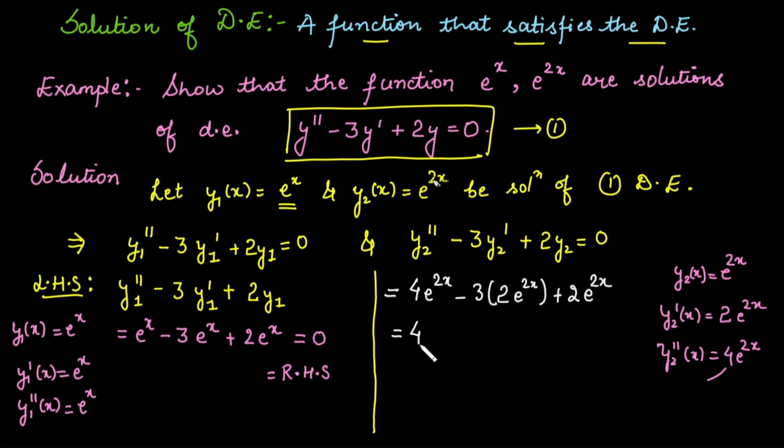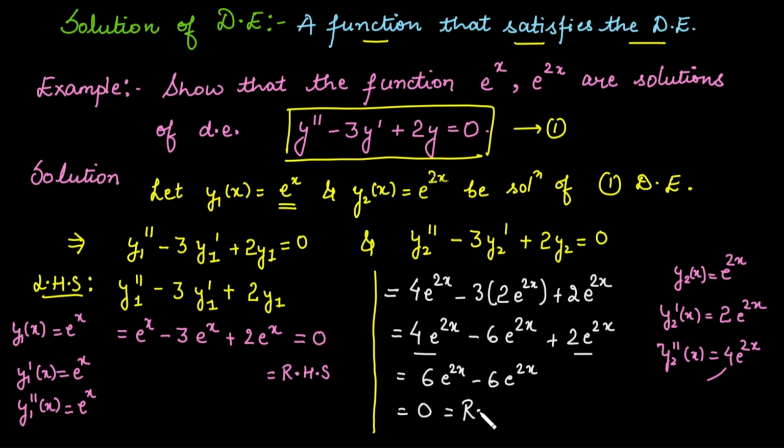Simplify this. This is 4 e raised to power 2x minus 6 e raised to power 2x plus 2 times e raised to power 2x. So 4 plus 2 is 6 e raised to power 2x minus 6 e raised to power 2x, so that is equal to 0. That is equal to the right hand side. So left hand side is equal to right hand side. So clearly e raised to power 2x is also a solution of this differential equation.